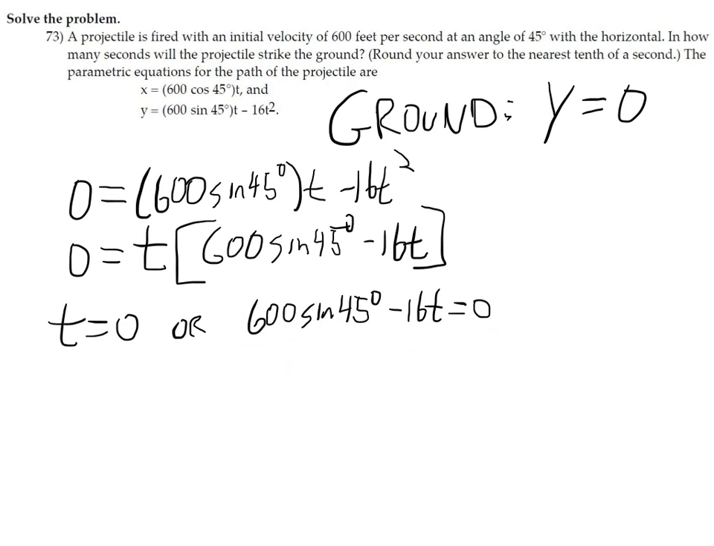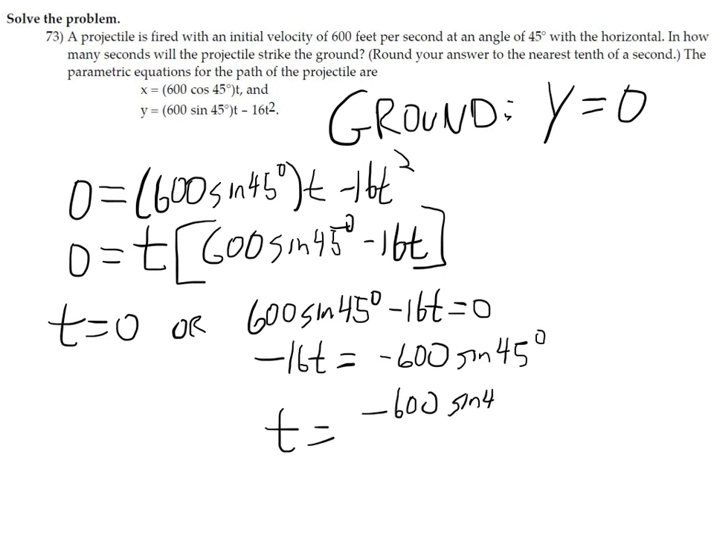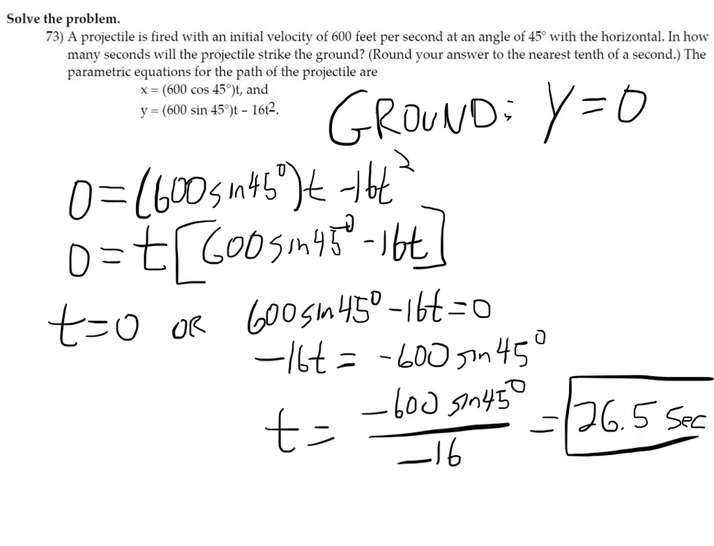If we solve for t, we'll get negative 16t equals negative 600 sine 45 degrees. So t would be negative 600 sine 45 degrees divided by negative 16. Calculate that, making sure you're in degree mode on your calculator, and because of the instructions to round your answer to the nearest tenth of a second, we get 26.5 seconds. And that is how long it takes for this projectile to hit the ground.